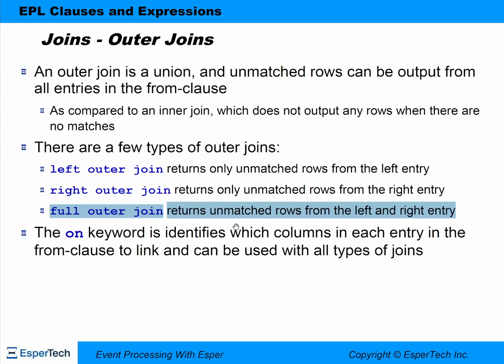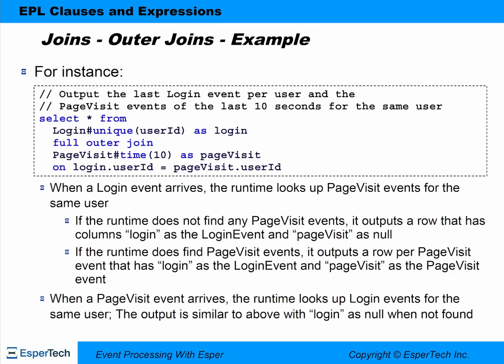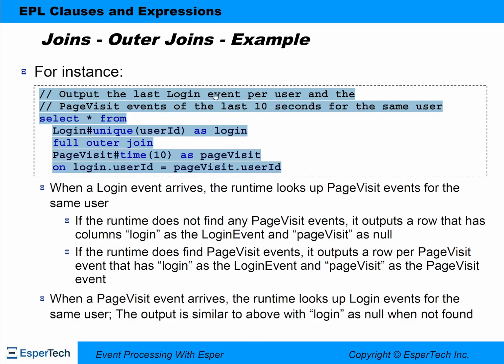The on keyword identifies which columns in each entry in the from clause to link and can be used with all types of joins. For instance, this query outputs the last login event per user and the page visit events of the last 10 seconds for the same user.